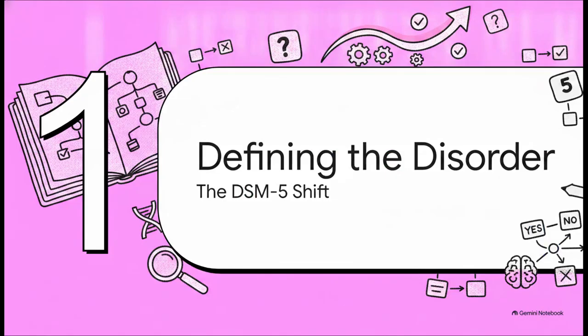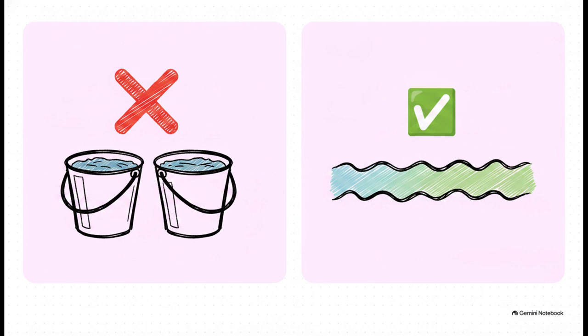All right, part 1, defining the disorder and the big DSM-5 shift. So, there's actually been a massive fundamental shift in how psychology looks at addiction. Back in the day, clinicians used to sort these problems into two totally separate buckets, right? You had substance abuse over here and substance dependence over there. It was a very rigid black and white way of thinking.